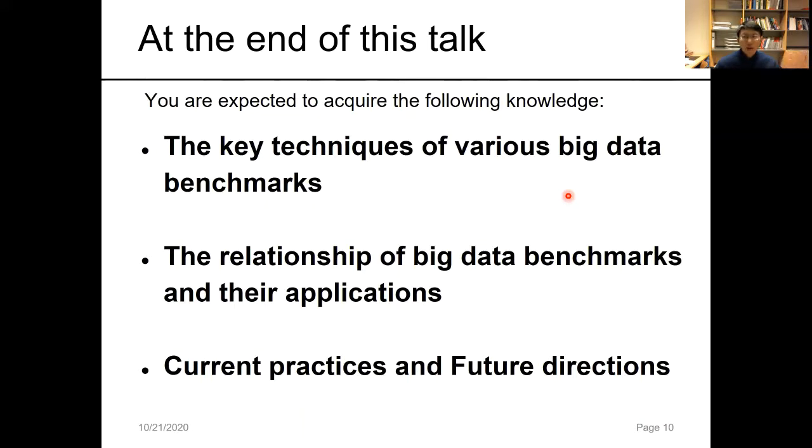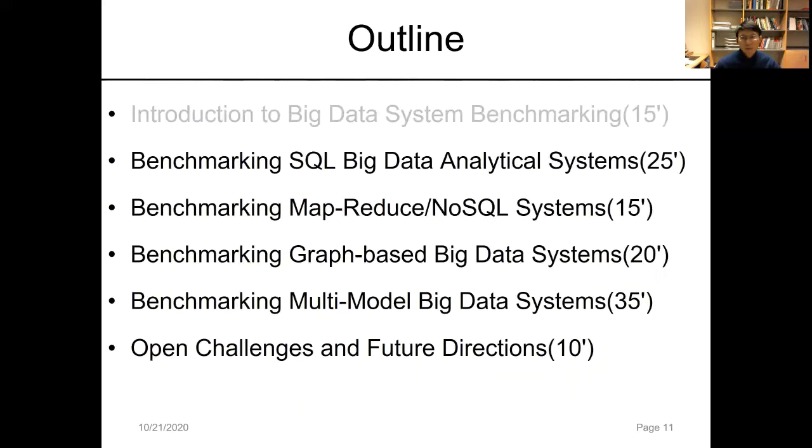The total length of the tutorial is about 2 hours. Okay, now I will pass the floor to Chao, and he will first introduce the benchmarks for the SQL big data analytical systems.